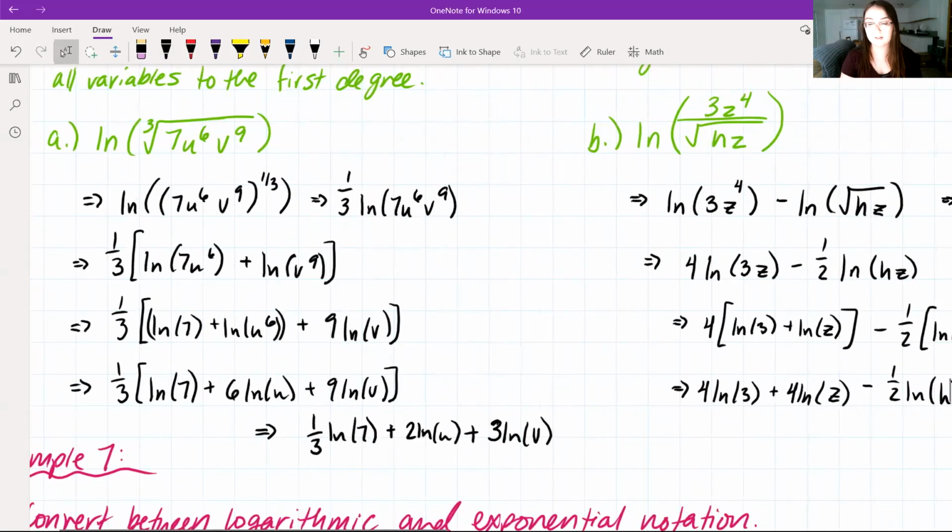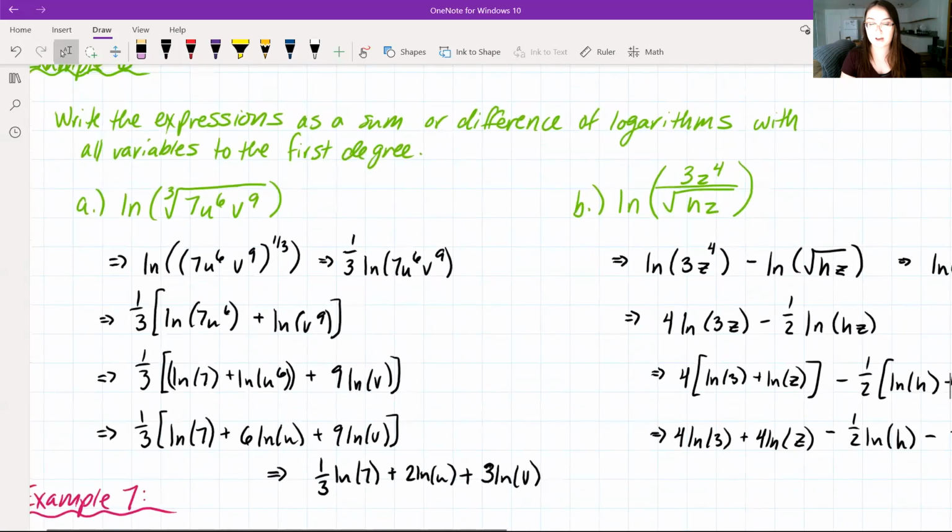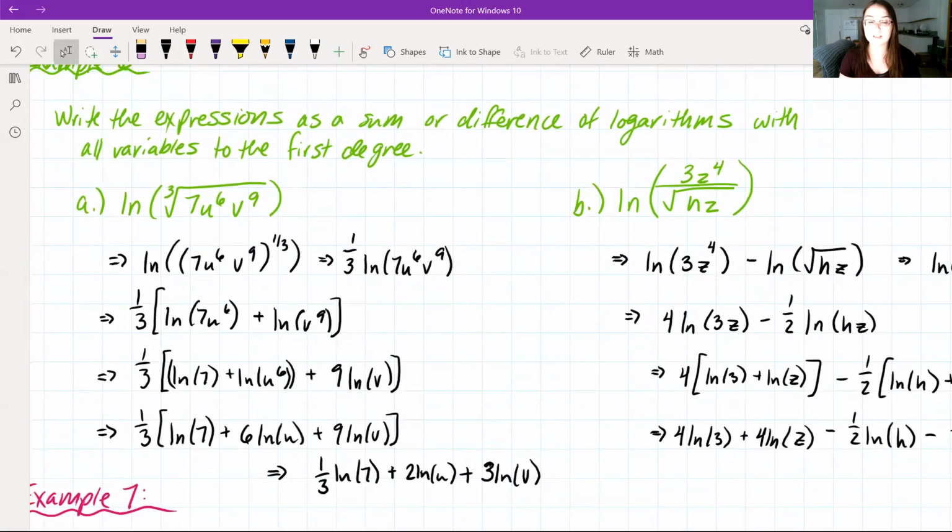So we see we have completed because we have expressions as sums or differences, and all variables are to the first degree. So we see that using our properties of logarithms can be extremely useful in many cases, including this, to simplify down our equations even more so that it becomes more manageable parts.